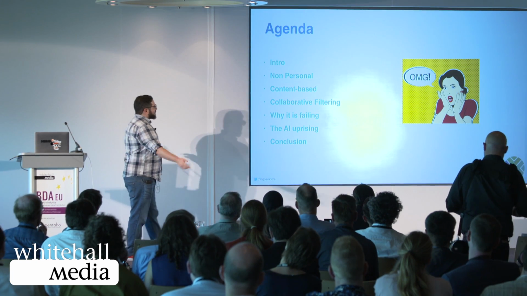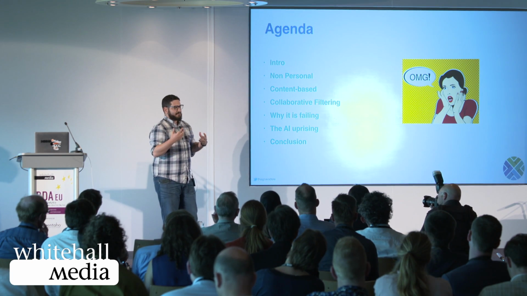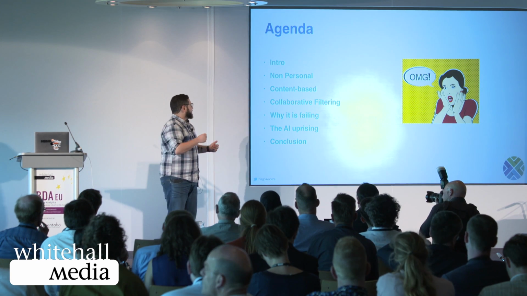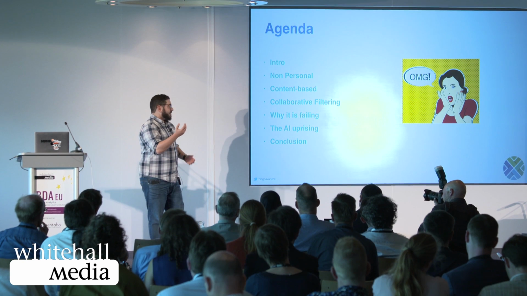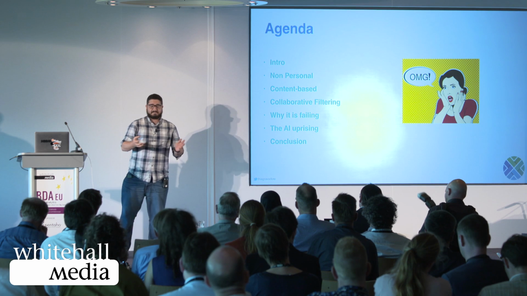So today, to talk a little bit about what this feedback loop is and how to work with it, I'm going to give a brief introduction to what a recommendation system is. Everyone knows, but again, I'll talk about the types of recommendation systems that we have, talk about why I think it's failing, and talk about AI.